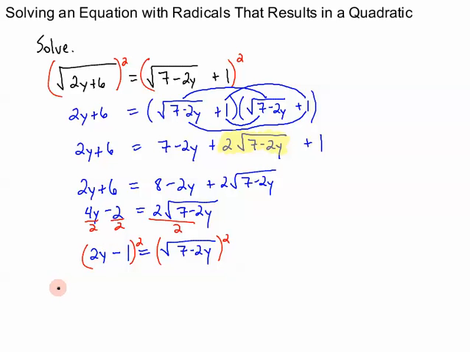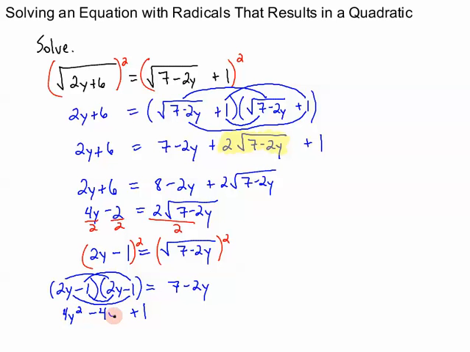So on the left side, 2y minus 1 squared is 2y minus 1 times 2y minus 1. On the right side, I just have the square root squared, so I drop the square root and write 7 minus 2y. Okay, so now we multiply this out. 2y times 2y is 4y squared. Negative 1 times negative 1 is positive 1. Negative 2y, another negative 2y gives me negative 4y. And I've got 7 minus 2y.